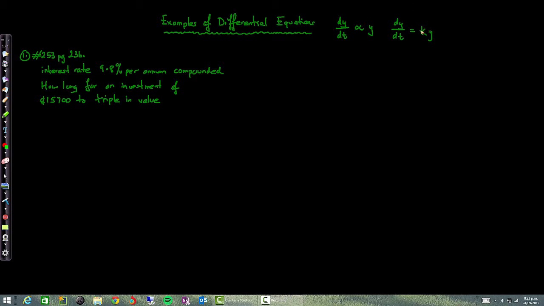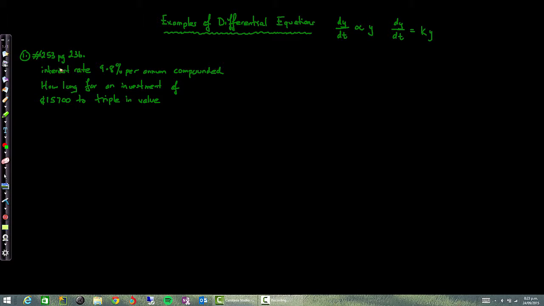Now I'm going to show with an example that this constant is actually the interest rate or the percentage change that's happening. It's not going to be a proof, but it will be an example. Now before I do that though, let's take another example from your workbook.